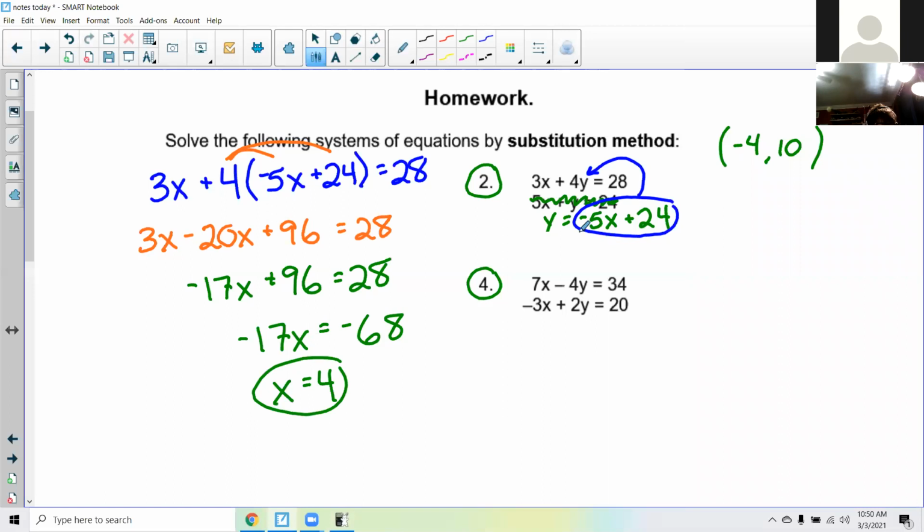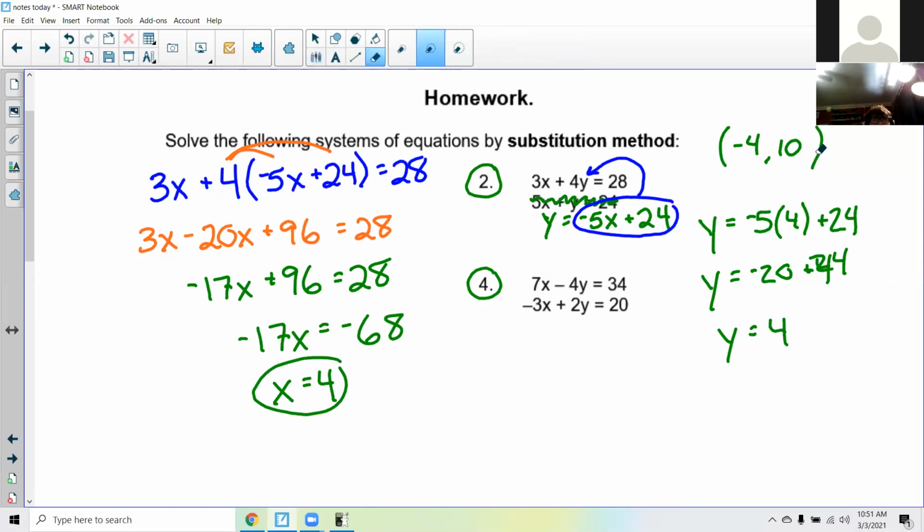So now it's a matter of just solving for y. And I already have an equation where y is by itself. Y is isolated here. So I'll just plug in 4 for x. So I get y equals negative 5 times 4 plus 24. Y equals negative 20 plus 24. So y equals positive 4. So my solution to this system is the coordinate 4 for x, 4 for y, 4 comma 4.